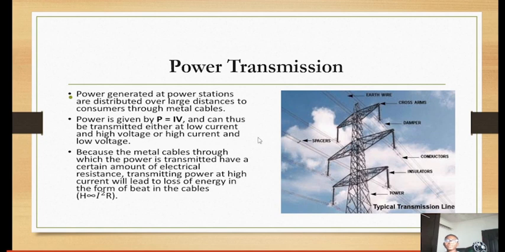Power transmission. Power generated at power stations is distributed over large distances to consumers through metal cables. Power is given by P equals IV and can thus be transmitted either at low current and high voltage, or high current and low voltage. Because the metal cables through which the power is transmitted have a certain amount of electrical resistance, transmitting power at high current will lead to loss of energy in the form of heat in the cables.